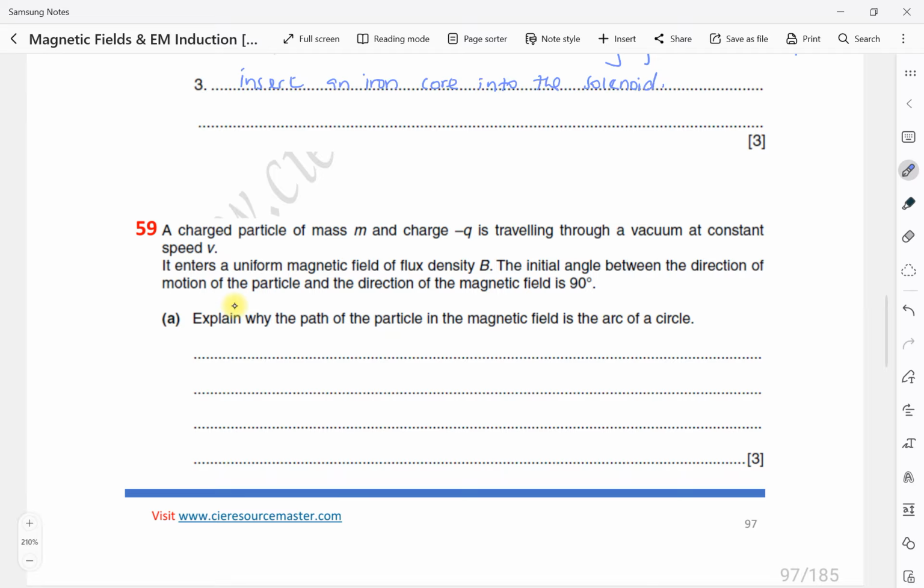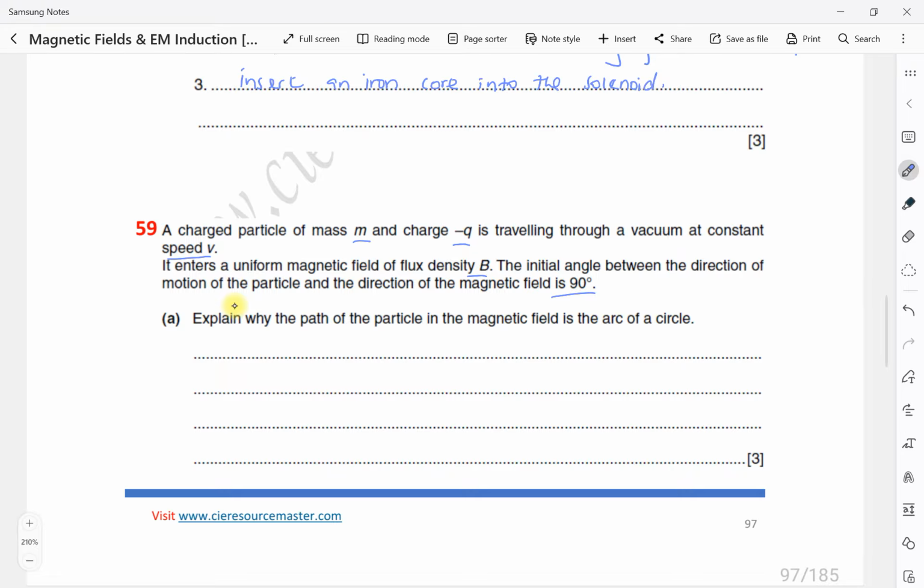A charged particle of mass m, charge minus q, is traveling through a vacuum at constant speed v. It enters a uniform magnetic field of flux density B. The initial angle between the direction of motion of the particle and the direction of the magnetic field is 90 degrees. So that means when it enters the presence of the magnetic field, the magnetic field is perpendicular to the direction of the velocity. Therefore, the particle experiences a magnetic force.